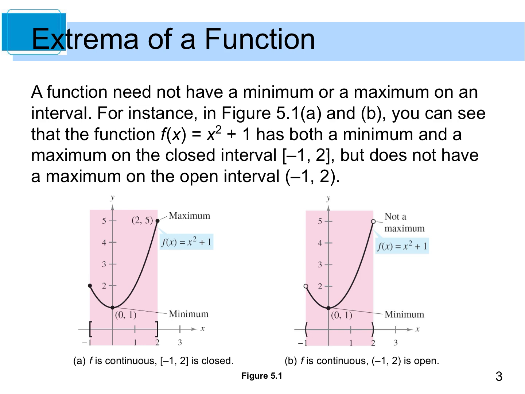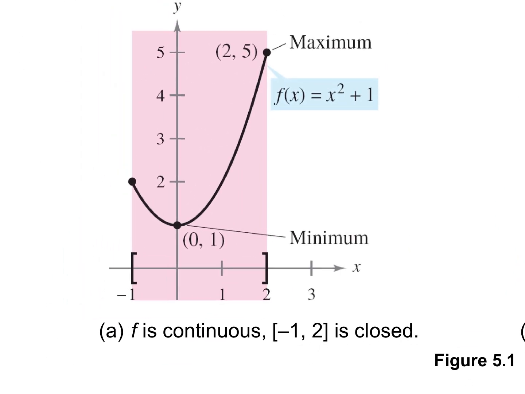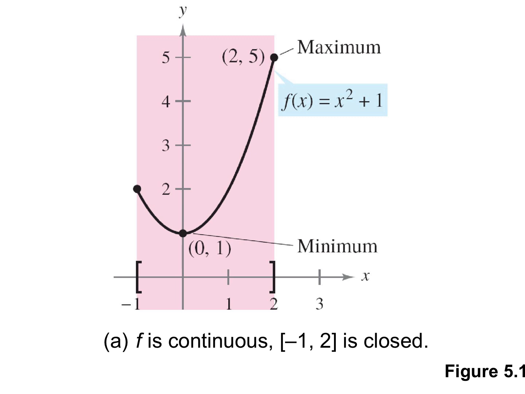Sometimes our graph may not have an absolute max or min. Looking at A, the highest point of our graph is the point up here. This would be our maximum, our absolute maximum. The lowest point would be down here. This is our absolute minimum.